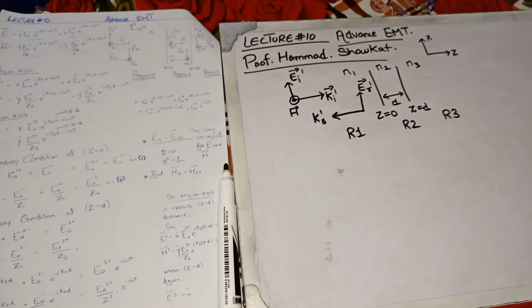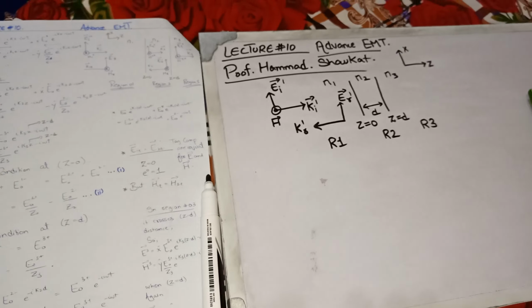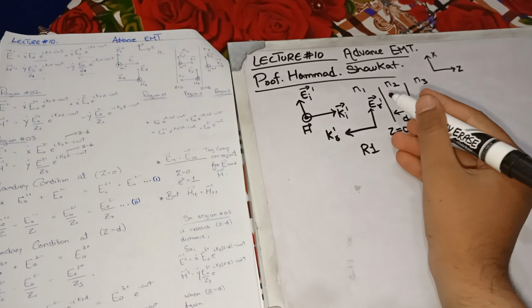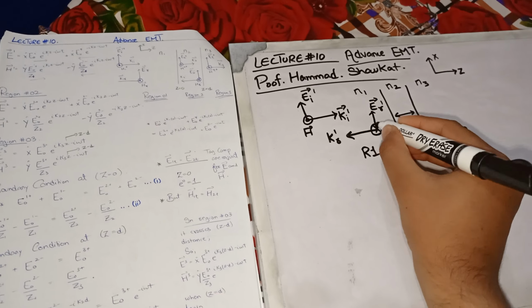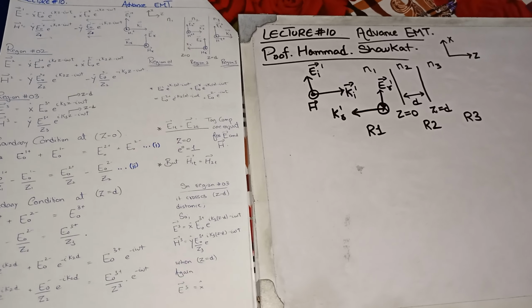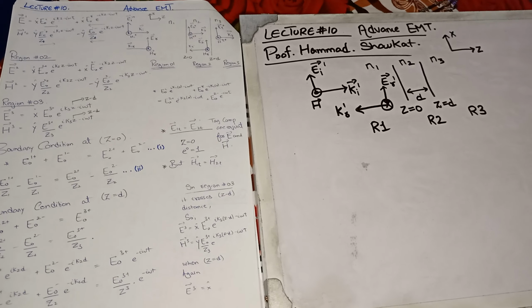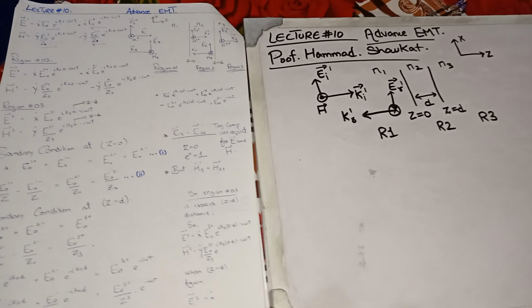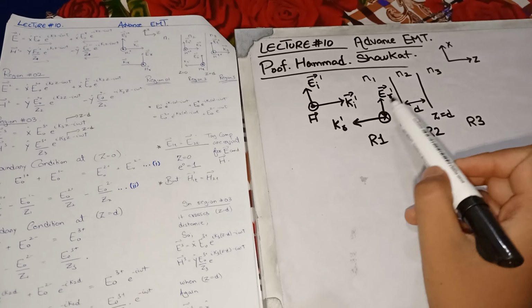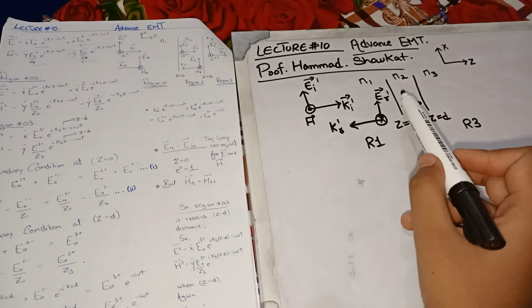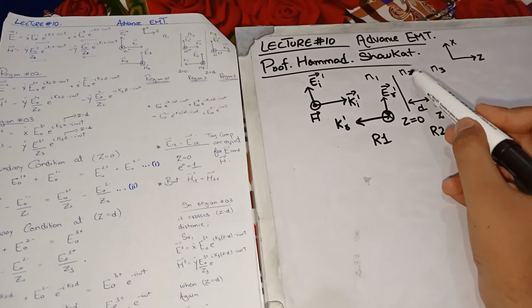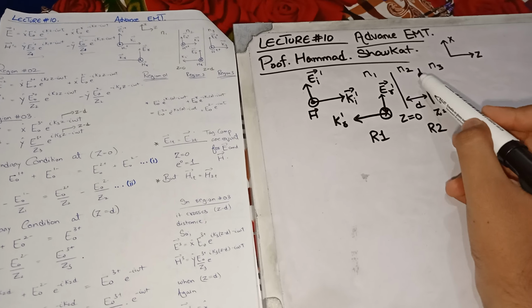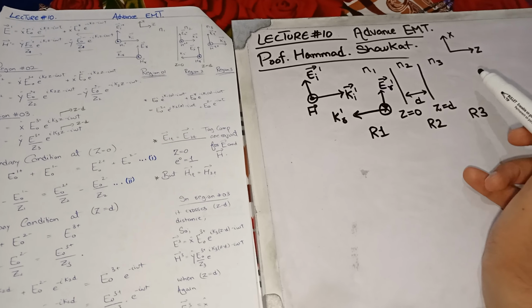Now not outward, now it is inward. For the case of inward, we use this cross sign, and this cross sign means into the page, means negative y direction. Some of the wave is reflected back after striking this boundary, but some of the wave is transmitted into the second region, which has refractive index n2.